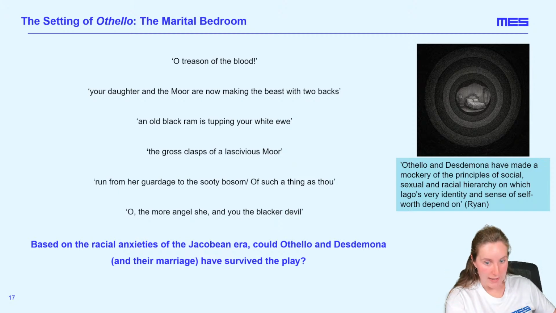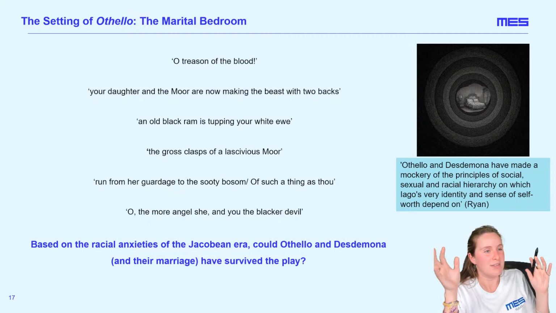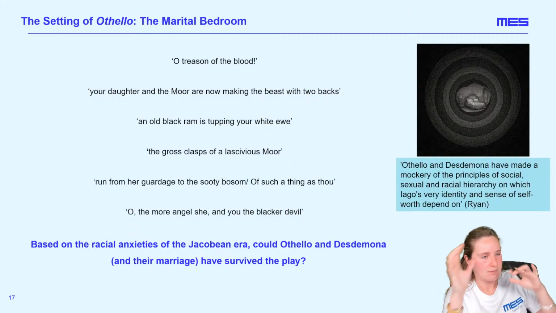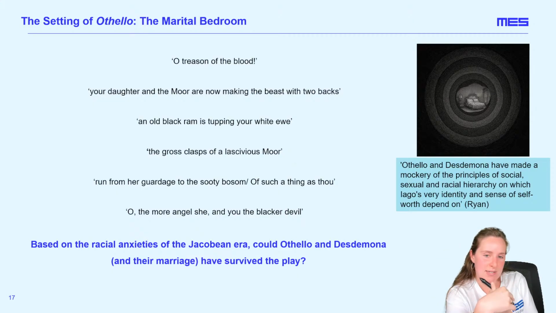Let's look at across the play what happens. Oh, treason of the blood. This is what Brabantio says when he finds out Desdemona has left. Your daughter and the Moor are now making the beast with two backs. Another graphic description of sex, right? But again, linking it to this idea of bestiality. An old black ram is tapping your white ewe. The gross clasps of a lascivious Moor. Lascivious means sexually charged and to a certain extent deviant. And this gross clasp, so the terrible and horrible physicality of holding this lascivious Moor.